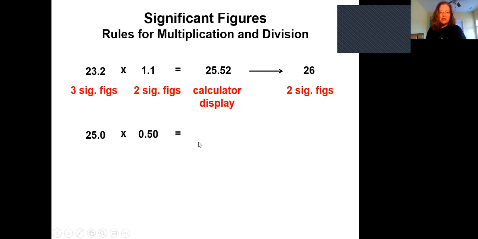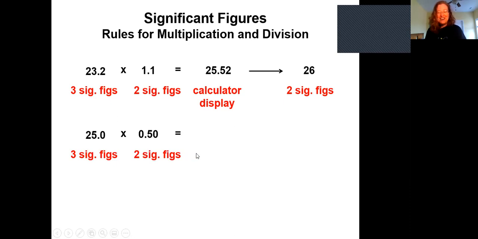This one, 25.0 times 0.50. How many significant figures are in this 25.0? Drawing that decimal place was exhausting. So that's going to be 3. The 0 at the end will be significant because of the decimal. In this one, 0.50, well, the 0 in front is just letting me know there's a decimal coming. The 0 at the end, however, is significant because there's a decimal. All right, so I've got 3 on the left, 2 on the right.